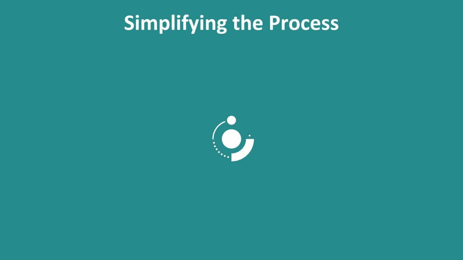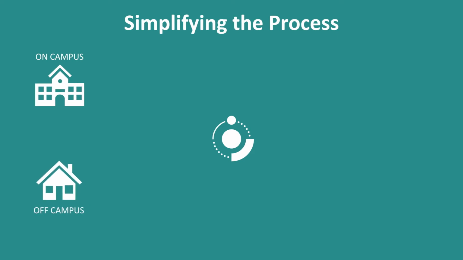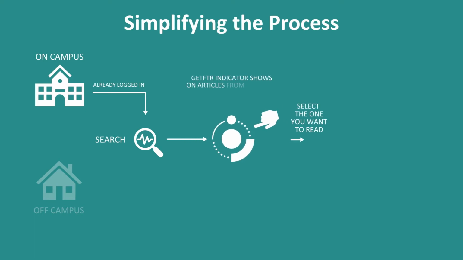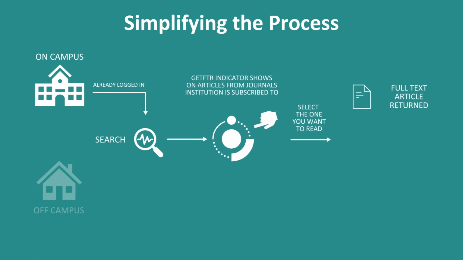Looking at the access process, there are really two pathways here: on campus and off campus. If you are on campus, you will have a campus IP associated with your computer. If you are already logged in, you'll get straight into a GetFTR-enabled search and be able to view the article in full text form. If you haven't already logged in, at this point you'll be prompted for a password. If you are off campus working from home, you will have to log in through your institution, but you only have to do that once.